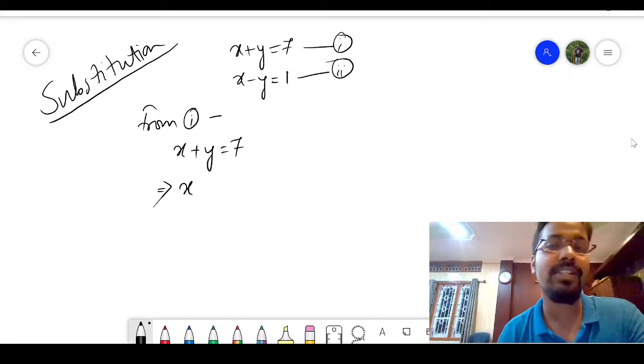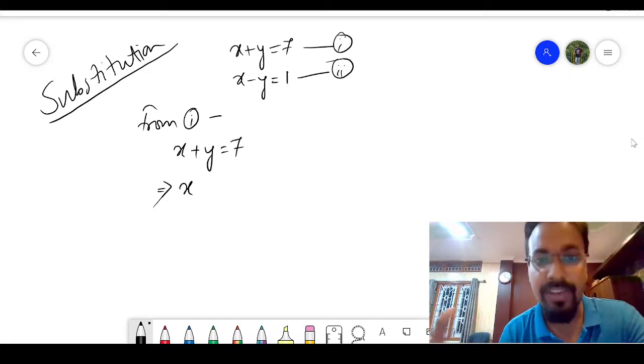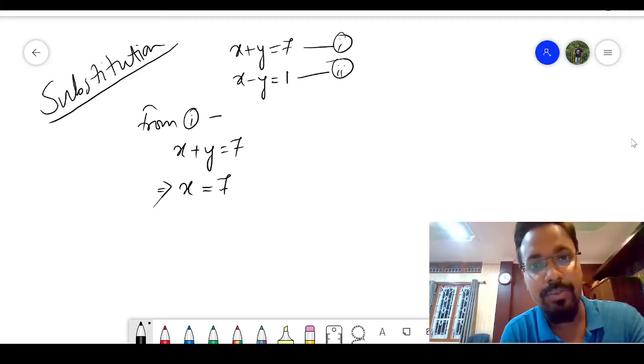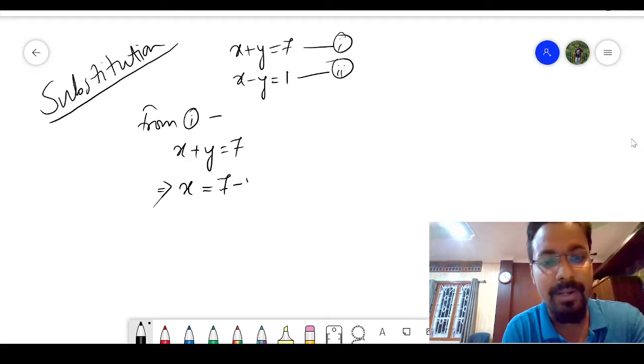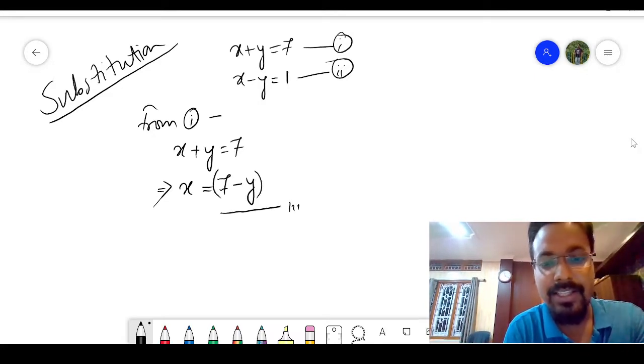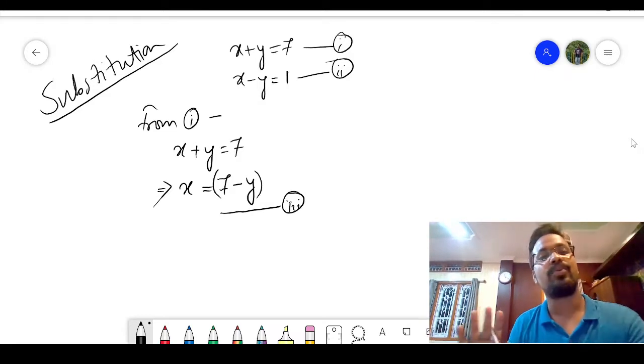So my preference is to find the value of x. So let's find the value of x. So x will be equal to 7 and we have to do a side change of y. So when y changes its side, it becomes minus y. So the value of x is 7 minus y. So let's take this as equation number 3.